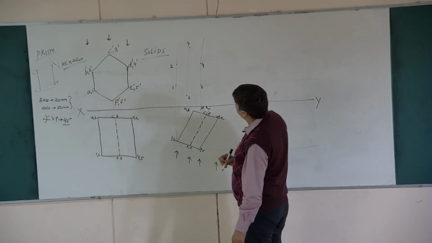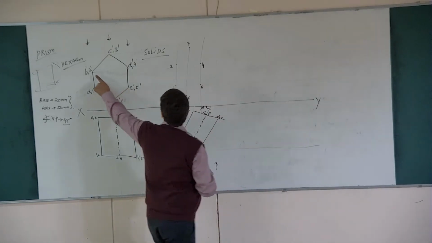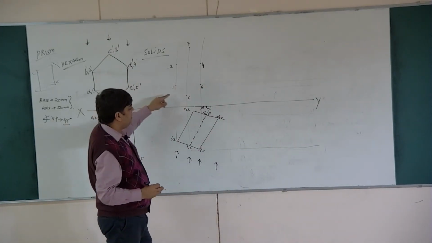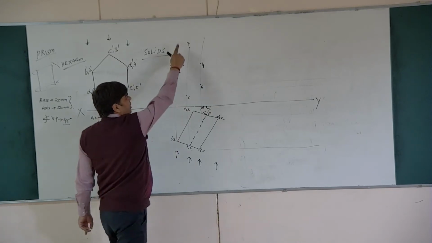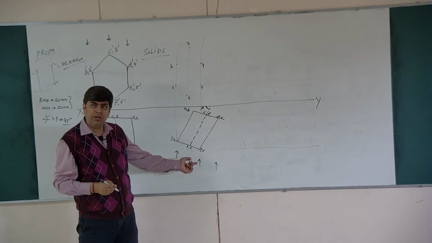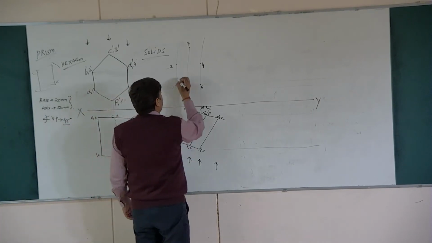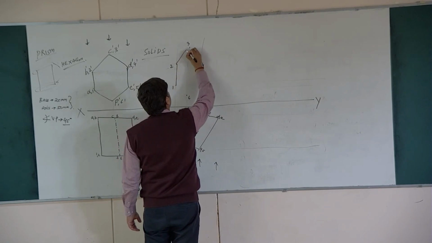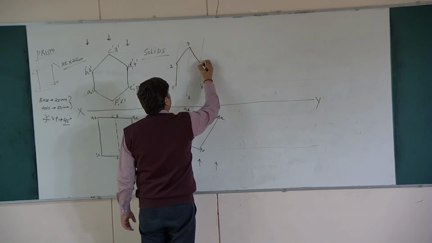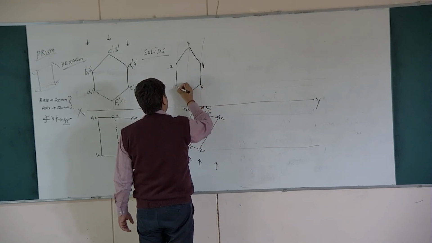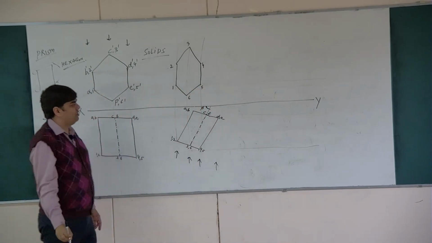Or you can remember this way, that 2 and 4 will lie on same projector, 1 and 5 will lie on same projector, 3 and 6 will lie on same projector. So whether 1, 2, 3, 4, 5, 6 are continuous? Yes. So first of all we will join it. So 1 to 2, 2 to 3, 3 to 4, 4 to 5, 5 to 6, and then 6 to 1. So this is 1.